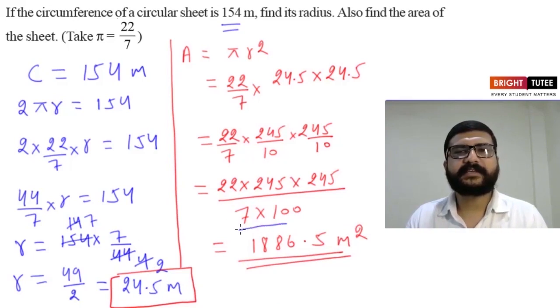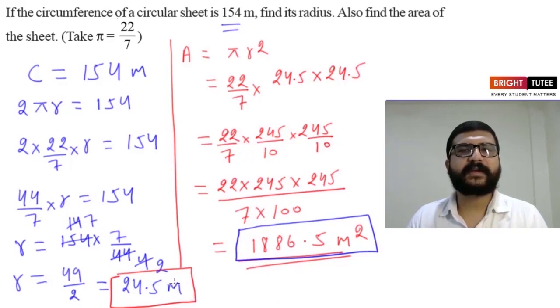So in this question, circumference was given to us and we have to find radius, and then by using that radius we have to find area of the circle. We got radius as 24.5 meters and area is 1886.5 square meters. Now let's move to the next question.